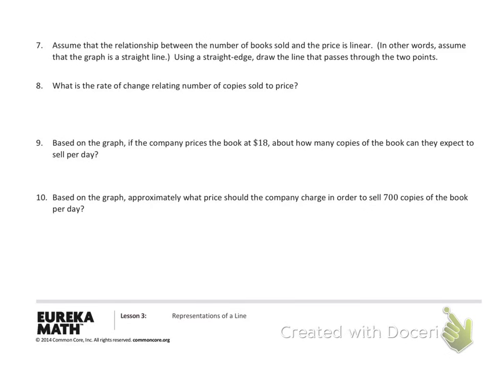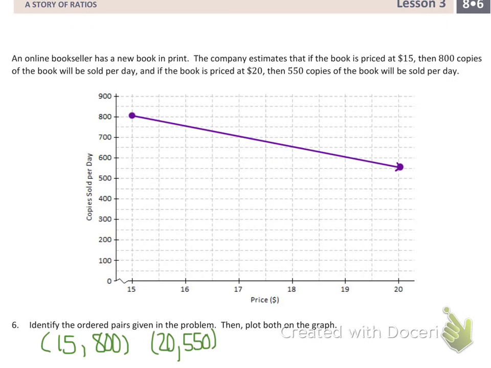Okay, and what is the rate of change relating number of copies sold to the price? Okay, so let's think about our rate of change. Let me get a different color here. On the vertical axis, we go from 800 down to 500. 500 or 550? 550 copies. So from 800 down to 550. Okay, so somewhere in there.